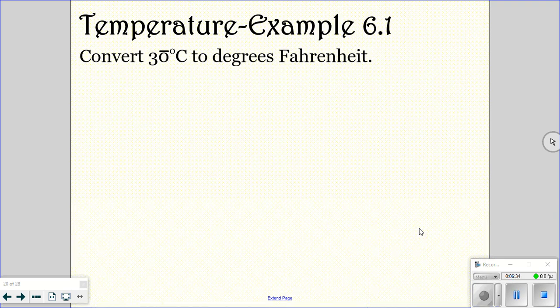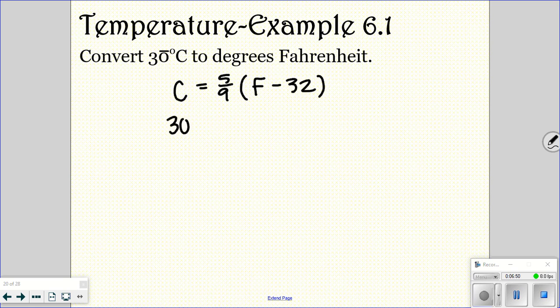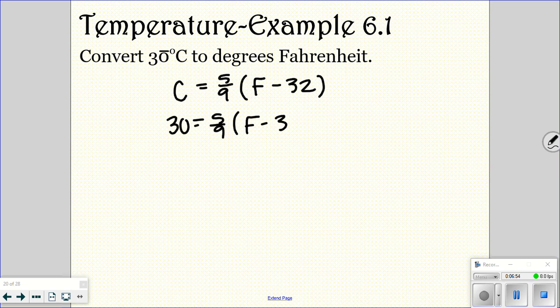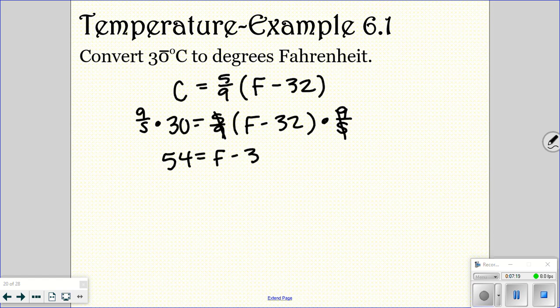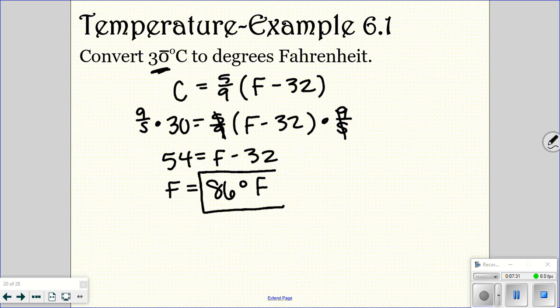So we are going to convert 30 degrees Celsius to degrees Fahrenheit. We're going to use our formula: Celsius equals 5/9 times Fahrenheit minus 32. And then we're going to plug in. I'm going to multiply both sides of my equation by 9/5 to get rid of this 5/9 on the right side. So 30 times 9/5 is 54. So 54 equals F minus 32. And then if we add 32, we're going to get 86 degrees Fahrenheit. We had two significant figures, so our answer should have two significant figures. So that's what you would do there.